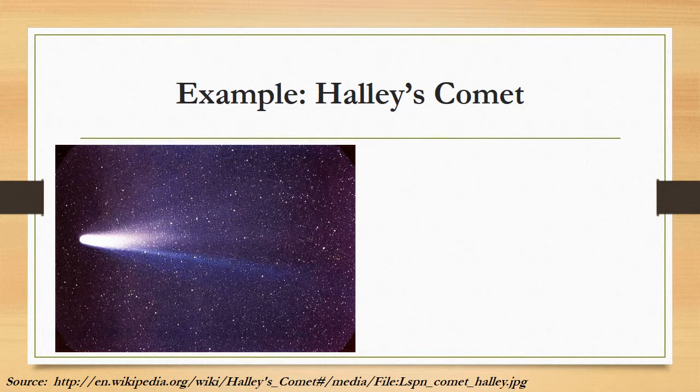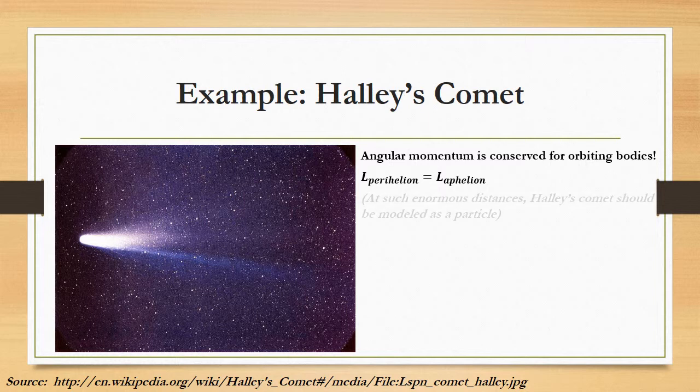Solutions. So starting from the angular momentum conservation, we're going to say L at perihelion is L at aphelion, or the angular momentum is the same in both locations. I'm also going to specify that we're going to model the comet as a particle, which makes complete sense because it is negligibly small compared to the enormous distance between the Sun and the comet.